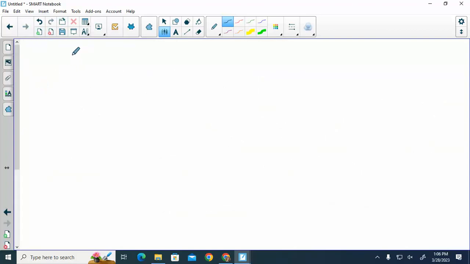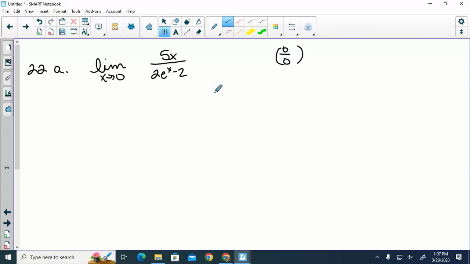All right, L'Hopital's. Remember, L'Hopital says if you have 0 over 0 or infinity over infinity, we can do the derivative of the top and bottom, and it will give us the same thing. So A, limit x approaches 0 of 5x over 2 e to the x minus 2. So if we plug in a 0, 5 times 0 is 0. E to 0 is 1, so 2 minus 2 is 0. So it's currently 0 over 0, which means we can do L'Hopital's.